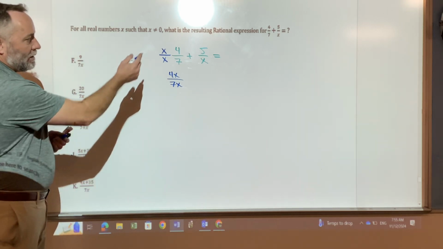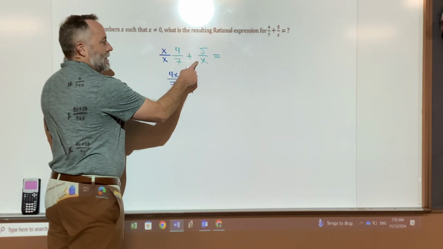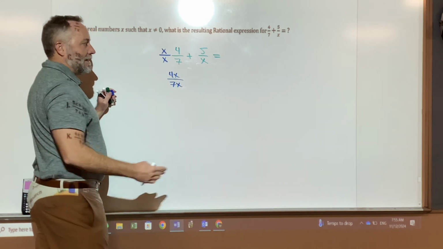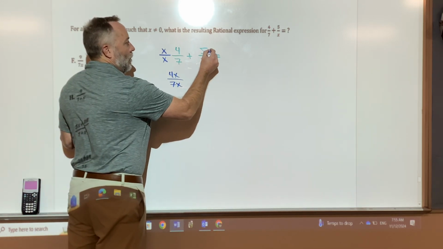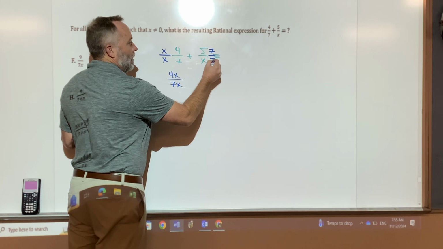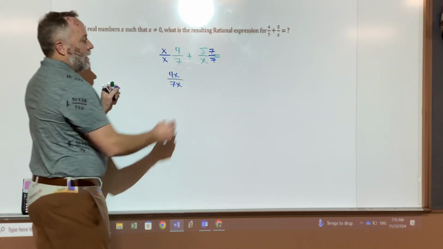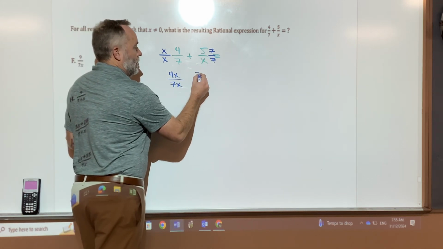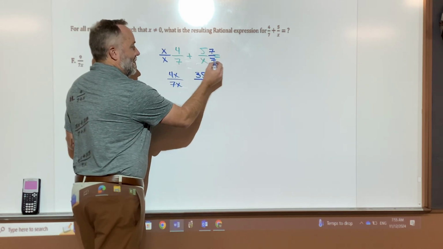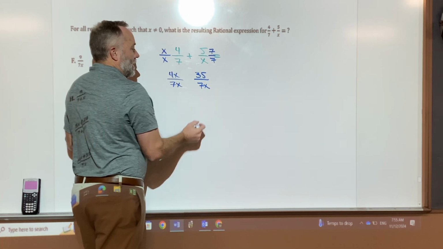Okay, we need to do similar with the 5 over x, but this denominator needs a 7. So we're going to multiply by 1 again in the form of 7 divided by 7. All right, so the numerator, 5 times 7 is 35, and x times 7 is 7x.